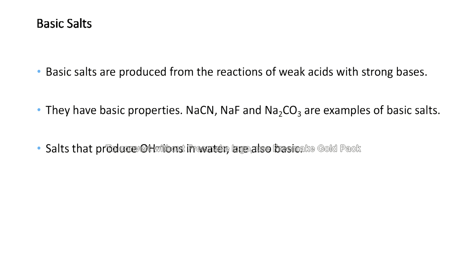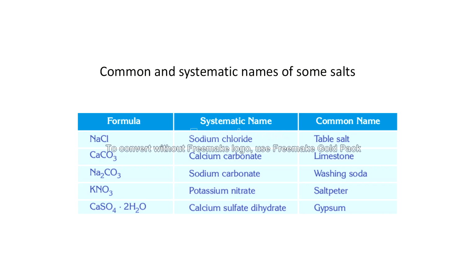Basic salts. Basic salts are produced from the reaction of weak acids with strong bases. They have basic properties. For example, we have sodium cyanide, sodium fluoride, sodium carbonate. Salts that produce the OH- ion in water are called basic salts. That is an example for salts.